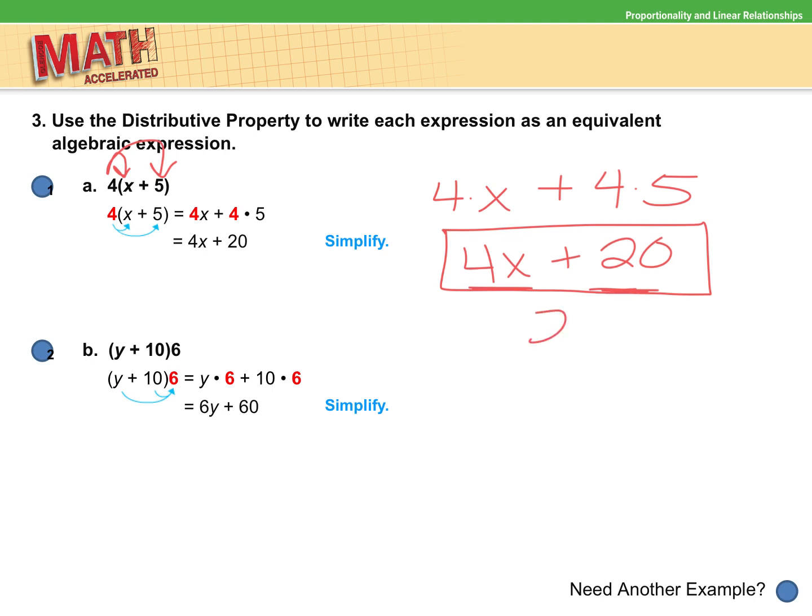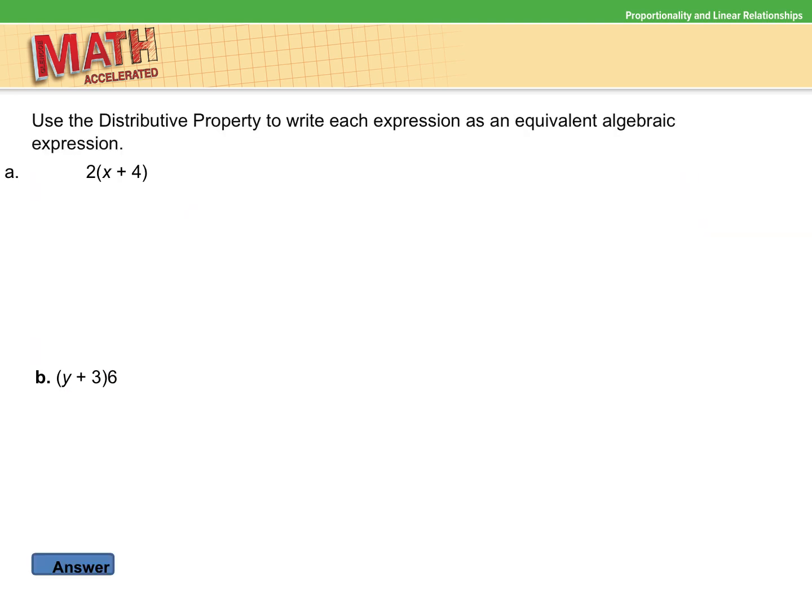So you cannot say, oh, that's 24x. Don't do that. Okay. You can only combine if they were both x's. Okay, go ahead and try those last 4 on your own. Do those last 2 slides on your own.